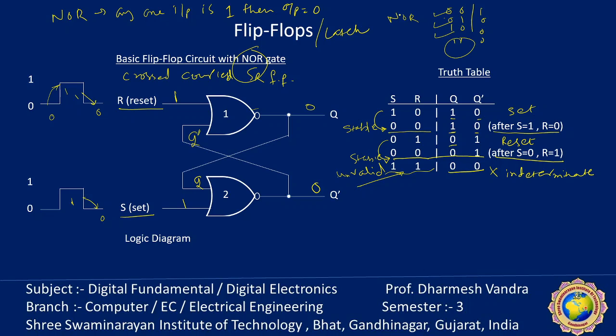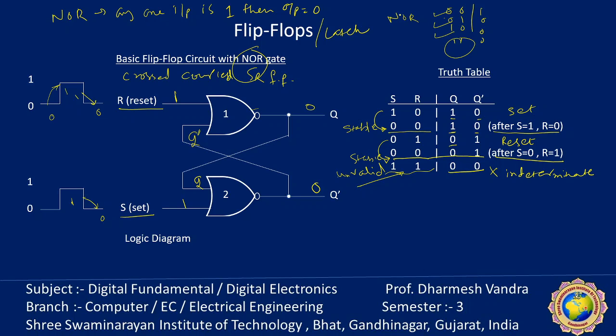In normal operation, this condition must be avoided by making sure that 1s are not applied to both inputs simultaneously. This is the main limitation of the basic latch, or basic SR flip-flop with NOR gate. Now, this is the SR flip-flop with the NOR gate.